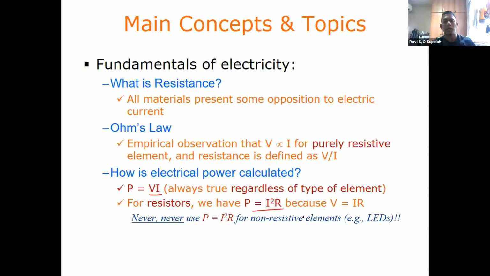We cannot use I squared R for non-resistive elements. For example, in our circuit where we have a resistor and an LED, if I want to calculate the power across the resistor, I can use I squared R or IV. But if I want to calculate the power consumed by the LED, I cannot use I squared R because you don't have a resistive component as part of the LED. The way you must calculate the power for the LED is using IV, voltage times current.